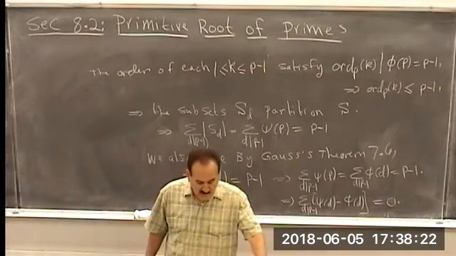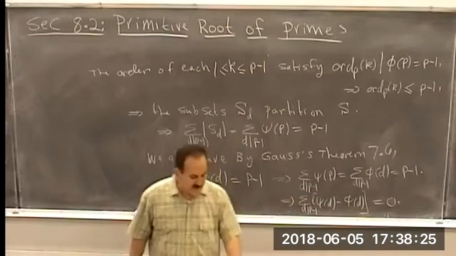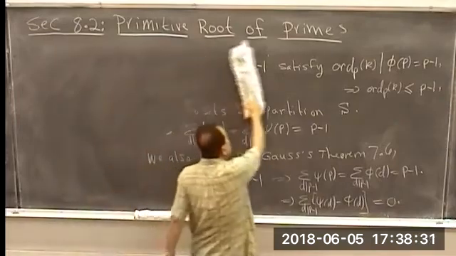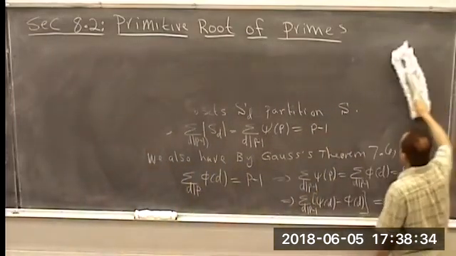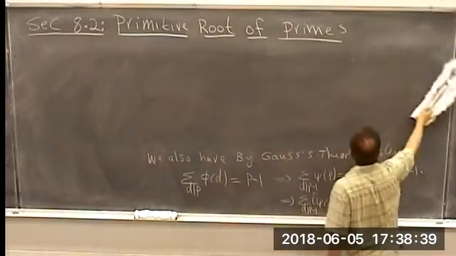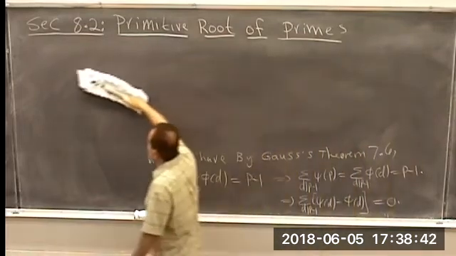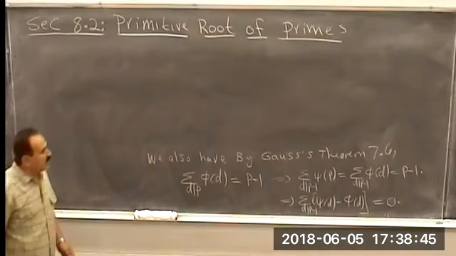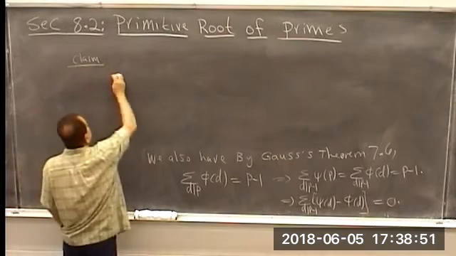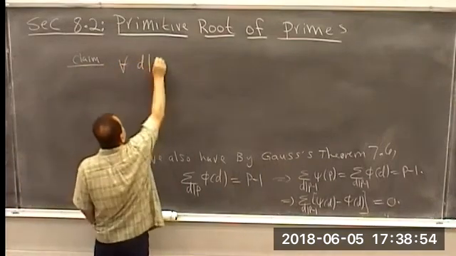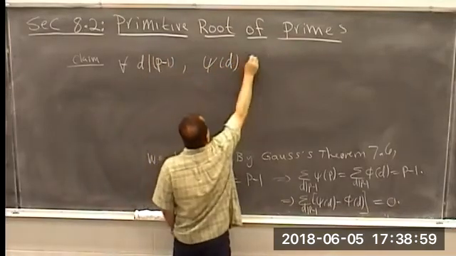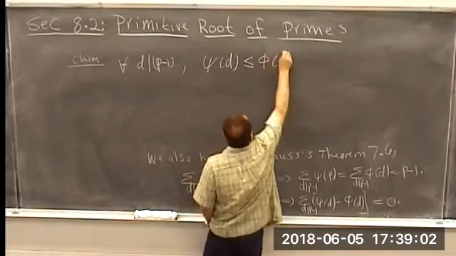Now, we're going to proceed to the claim that C of d is less than or equal to phi of d. In our example, we showed equality all the way, but there are some cases where we might have C of d less than or equal, meaning some of these subsets could be empty. We didn't have that in our example. All right, so here's the claim: for every divisor d of p minus 1, we have C of d is less than or equal to phi of d.